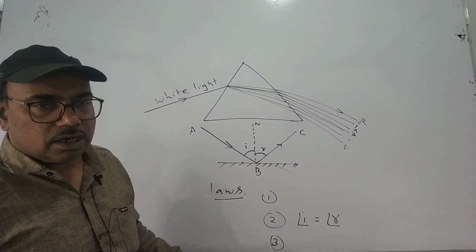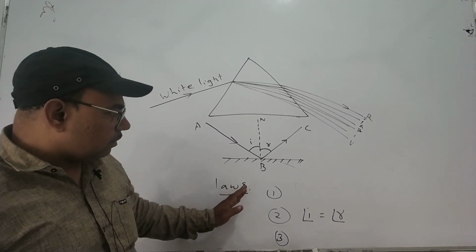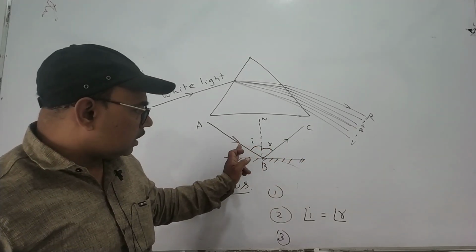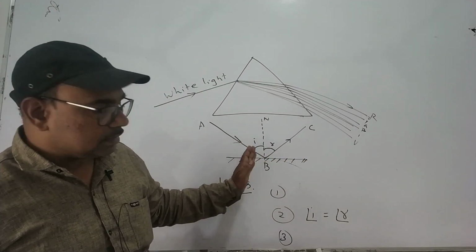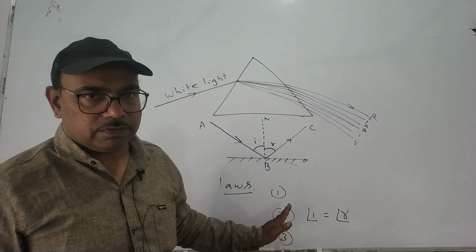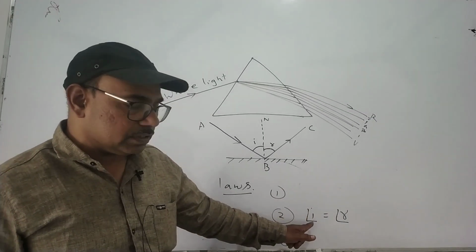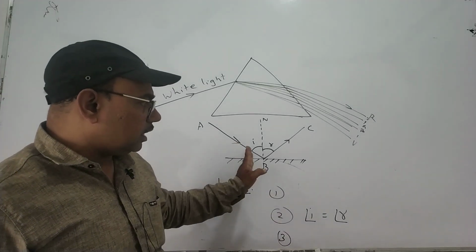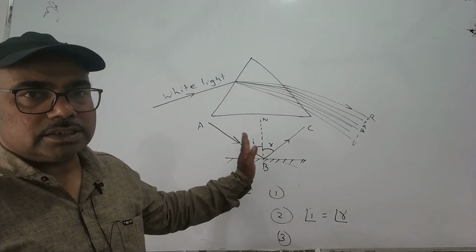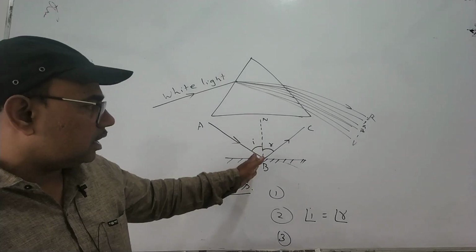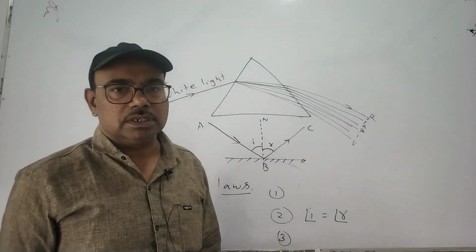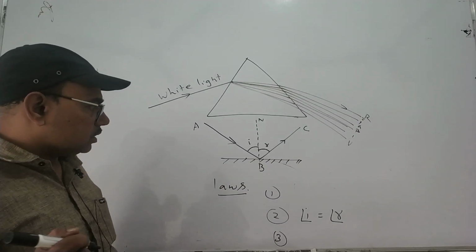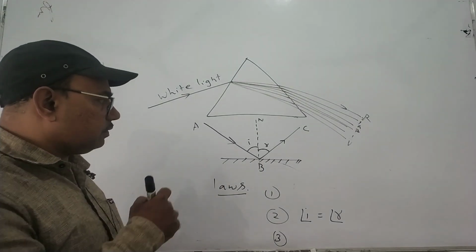So these are the laws of reflection. First law: AB is an incident ray, BC is the reflected ray, and the incident ray, reflected ray and normal all lie on the same plane. Second law: the angle of incidence is equal to the angle of reflection R. Third law: the incident ray and reflected ray should lie on either side of the normal. Normal is an imaginary line which is drawn perpendicular to the surface. Here B is the point of incidence. These are the laws of reflection.